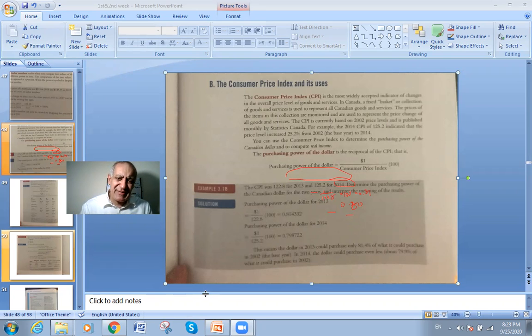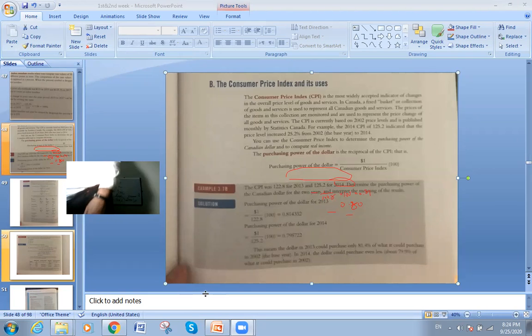Consumer Price Index, CPI, like I told you, it shows me the trend of movement in prices. Are the prices going up or are the prices going down? This is what it tells us. CPI is an indicator. It tells me prices are going up or prices are going down. That's how it works.